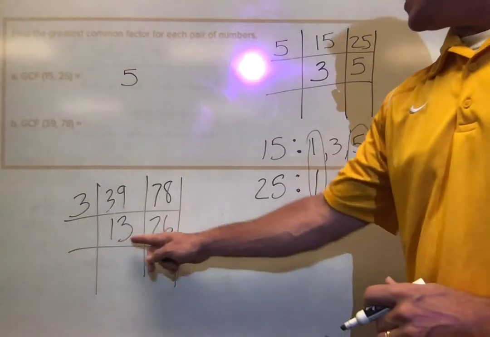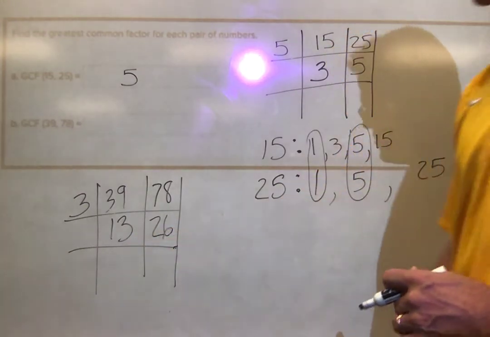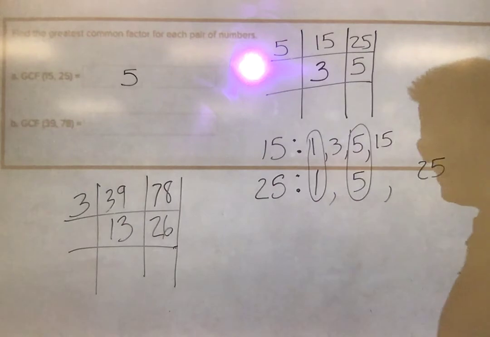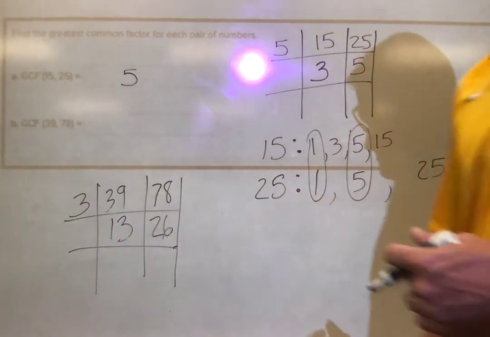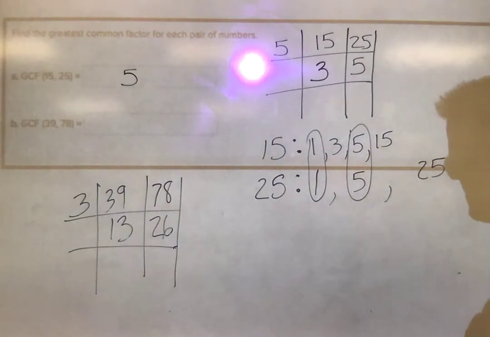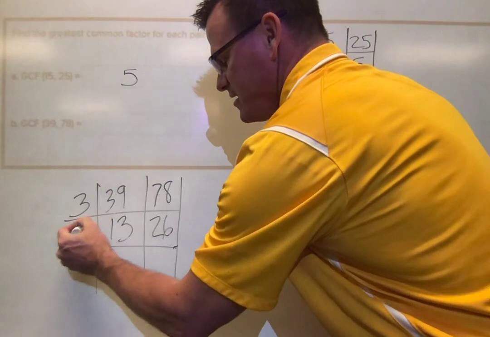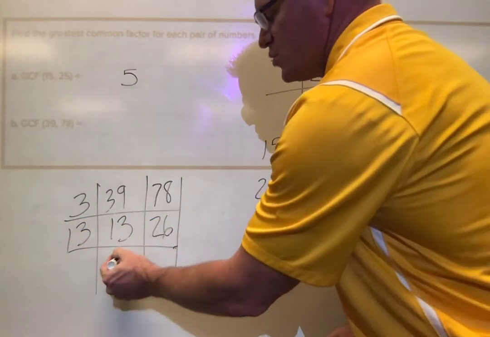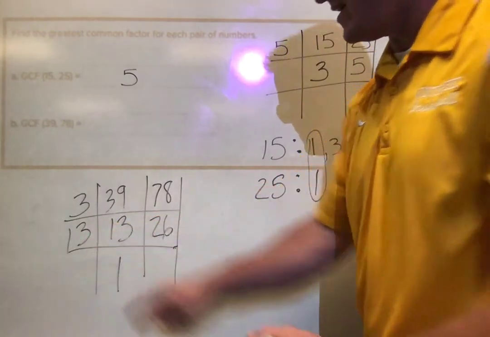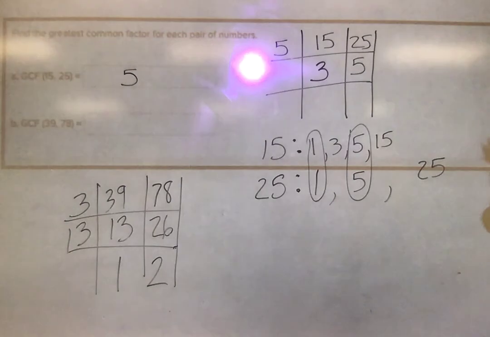When I look at 13 and 26, again, I notice this one's even, but this one isn't, so 2 doesn't work. But I also like to look at this number, 13, and compare it to 26. And 13 is half of 26. The greatest factor for 13 is 13. In this case, I can divide by 13 because 13 divided by 13 is 1 and 26 divided by 13 is 2. And again, it gets it down. We said it was a half because 13 is half of 26.